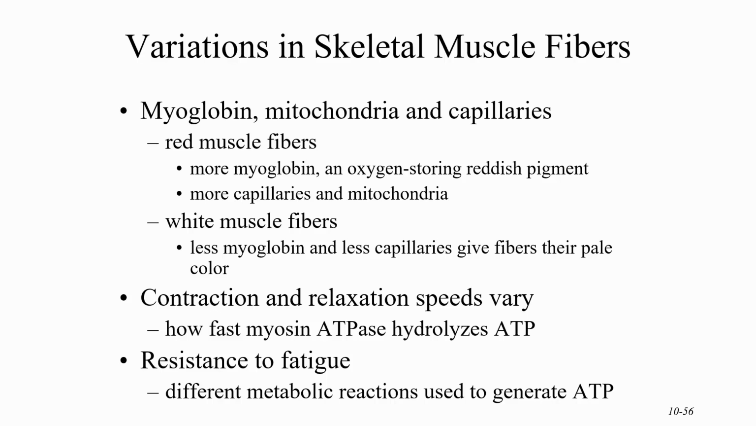Now, contraction and relaxation speeds are going to vary, and what that means is how fast the myosin ATPase hydrolyzes ATP. In other words, how fast can it snap that phosphate off of the ATP, turning it into ADP and also a phosphate molecule while releasing the energy? So in other words, how fast can it release energy from ATP? And then also resistance to fatigue. There's going to be different metabolic reactions used to generate ATP.